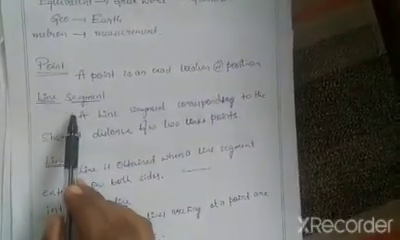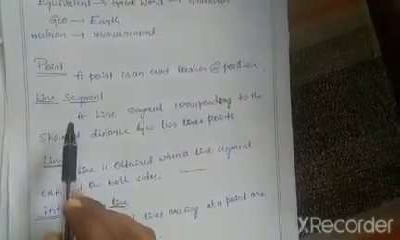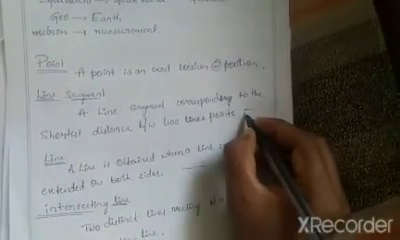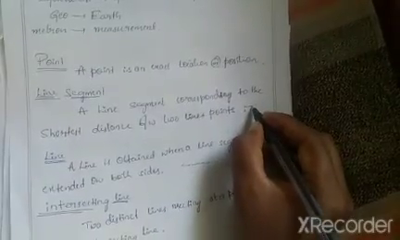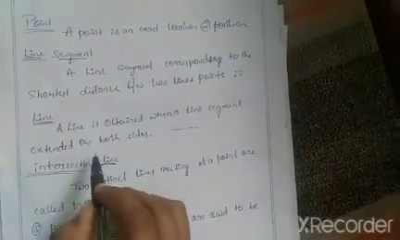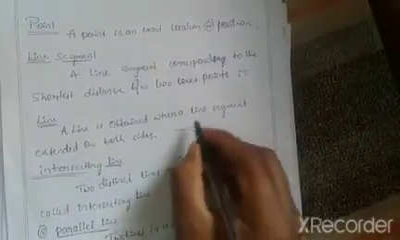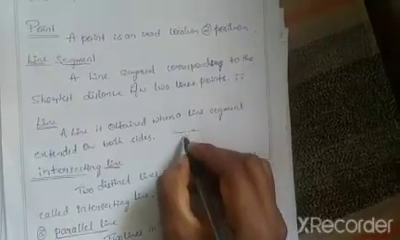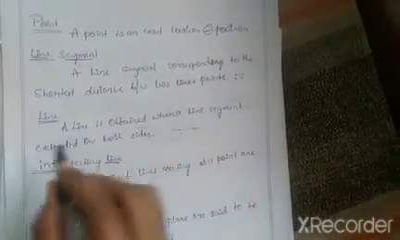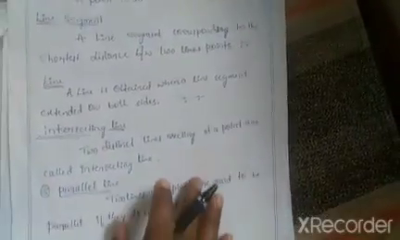Next thing is line segment. The shortest distance between 2 points is called a line segment. So here A and B are 2 points. The shortest distance between 2 points is called a line segment. A line is obtained by a line segment extended on both sides. If this is a line segment, I will call it AB, and extend both sides. So that is called a line. A line has no end points.